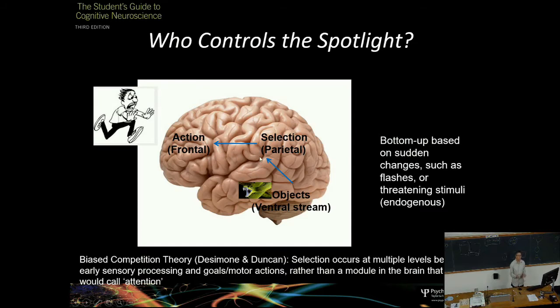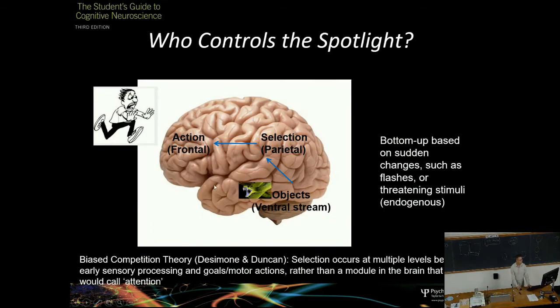So although there isn't a single module that we might want to label attention, there are some mechanisms in the brain that are clearly involved in this selecting, this reducing the amount of input that flows upwards and downwards in the brain. And I'll talk a little bit about how that happens.